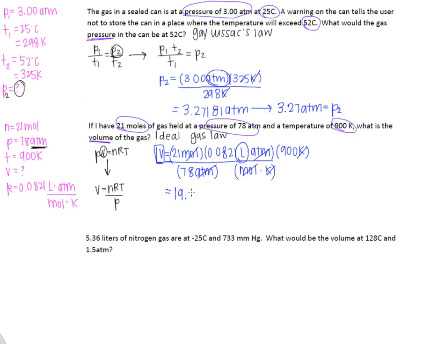So we get a volume of 19.89346. And of course, we want to look at our sig figs here. I have 2 here, 2 here, 3 here, 1 there. So I'm going to go with 2. So my answer would be 20 liters.